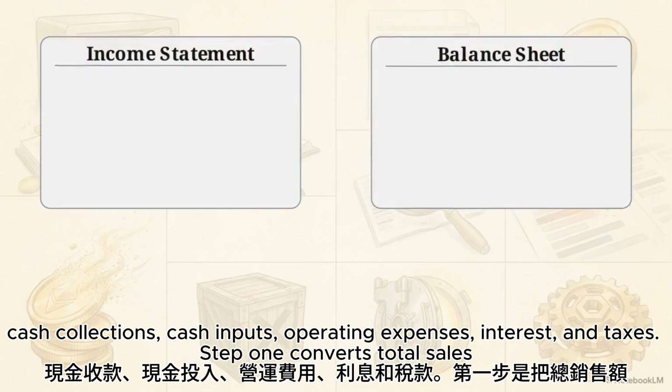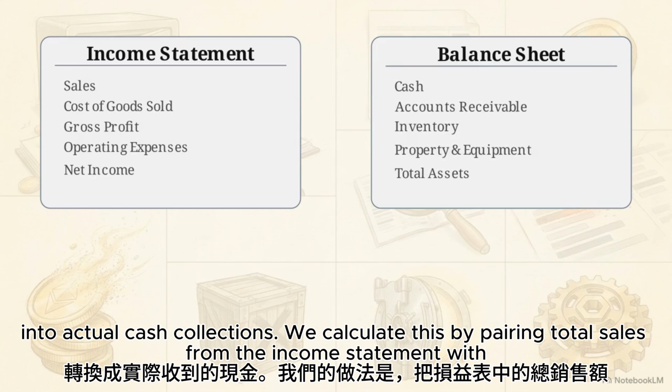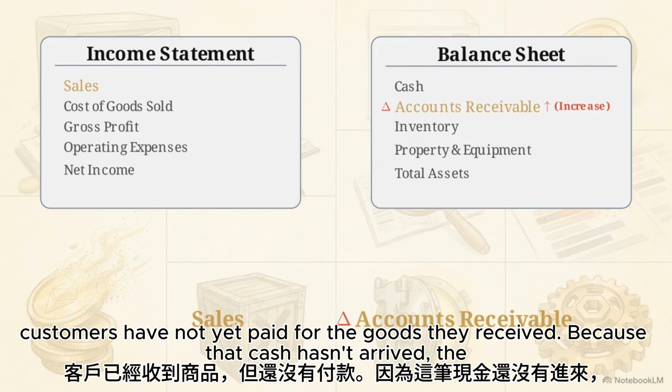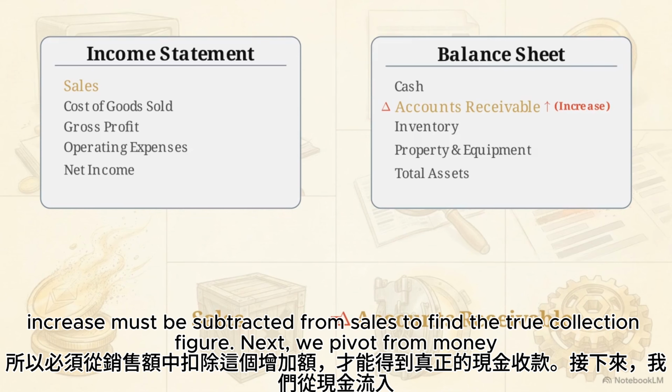Step 1 converts total sales into actual cash collections. We calculate this by pairing total sales from the income statement with the change in accounts receivable on the balance sheet. If accounts receivable increases, it means customers have not yet paid for the goods they received. Because that cash hasn't arrived, the increase must be subtracted from sales to find the true collection figure.